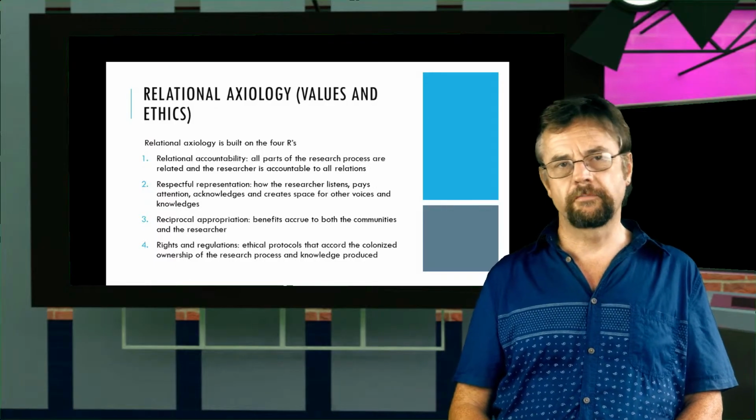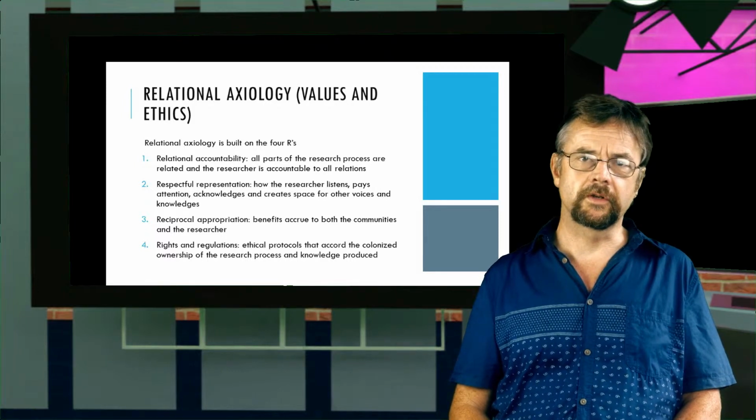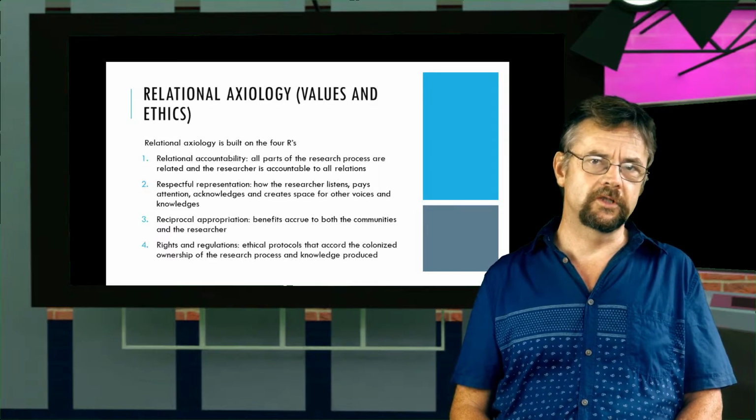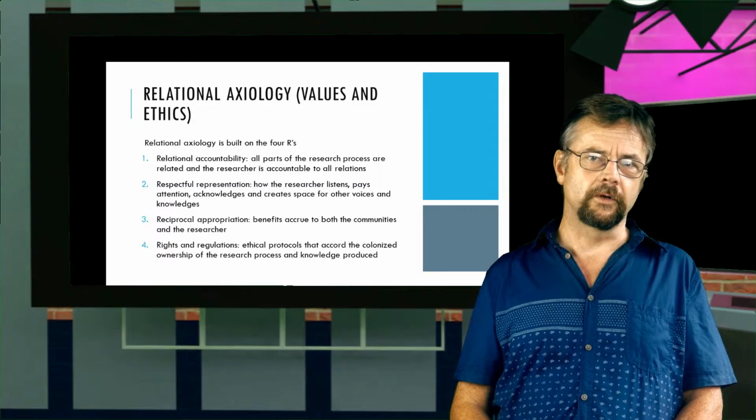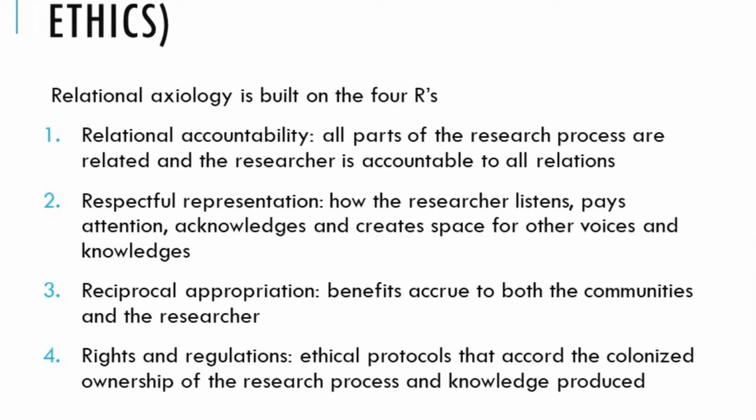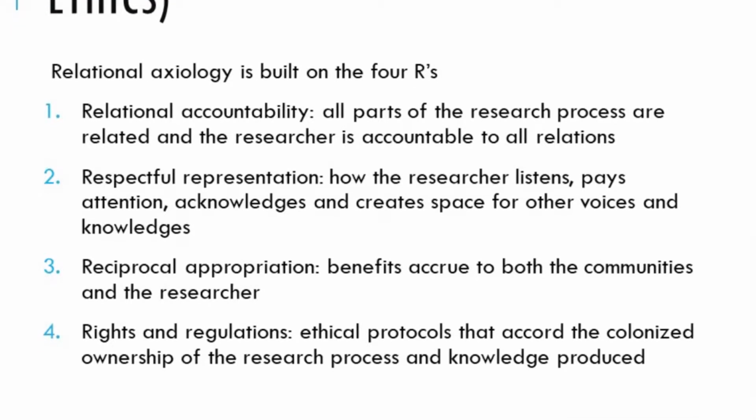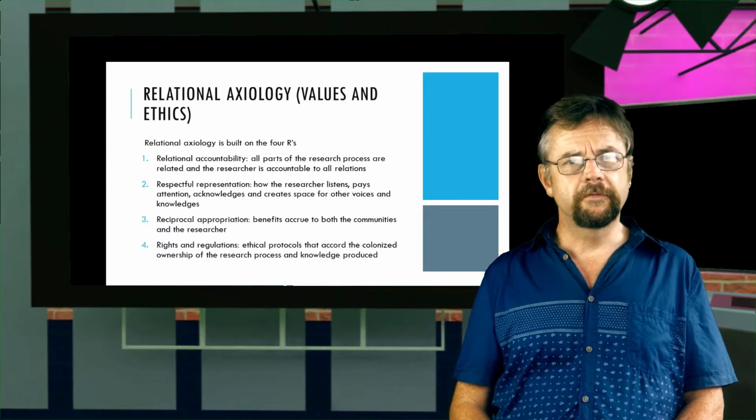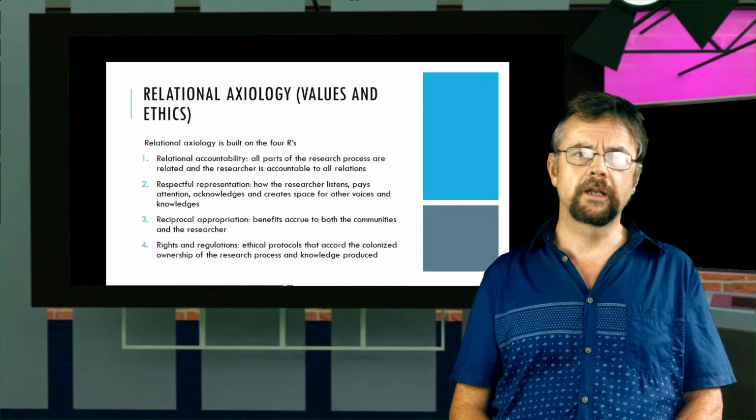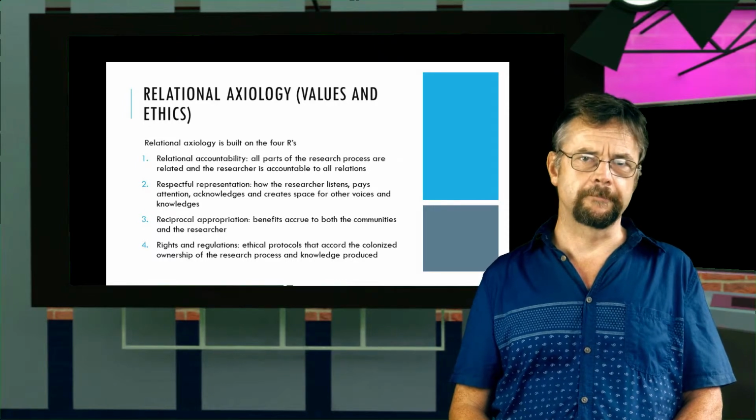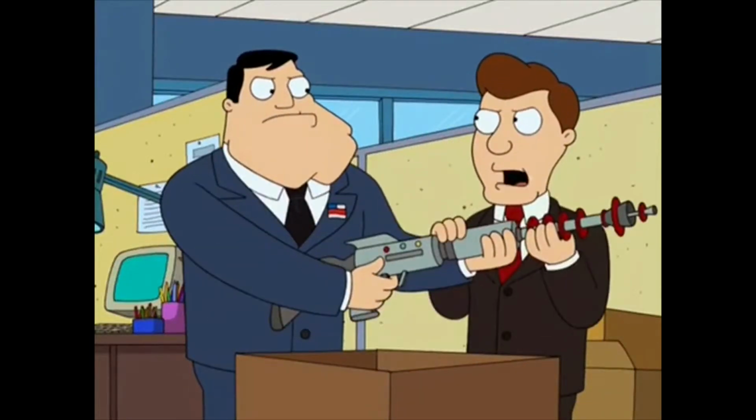Third, there's reciprocal appropriation, and this means that benefits accrue to both the communities and the researcher. This is, again, aiming towards a more equal distribution of the benefits of research. What's a split? 50-50. And fourth, we've got rights and regulations: ethical protocols that accord the colonized ownership of the research process and the knowledge it produced. So the ownership has shifted from the outsider owning the knowledge to an ethical relationship in which the participants in the research own the knowledge, own the research and its products. That's mine. I called it. No, it's not. It's mine.